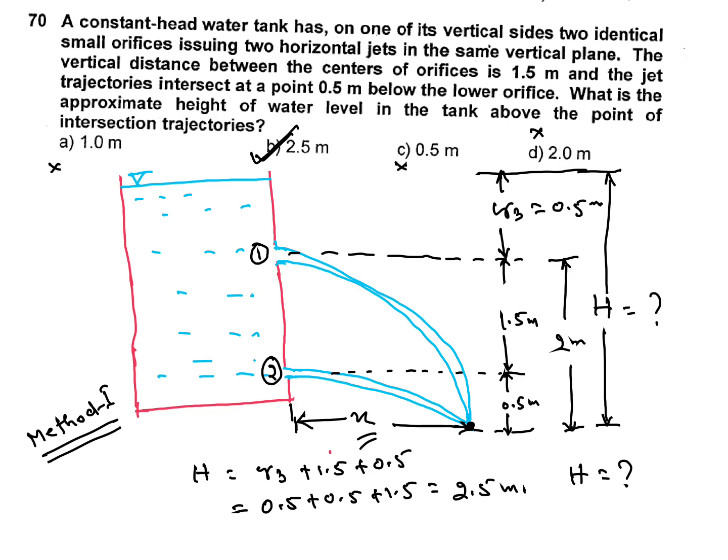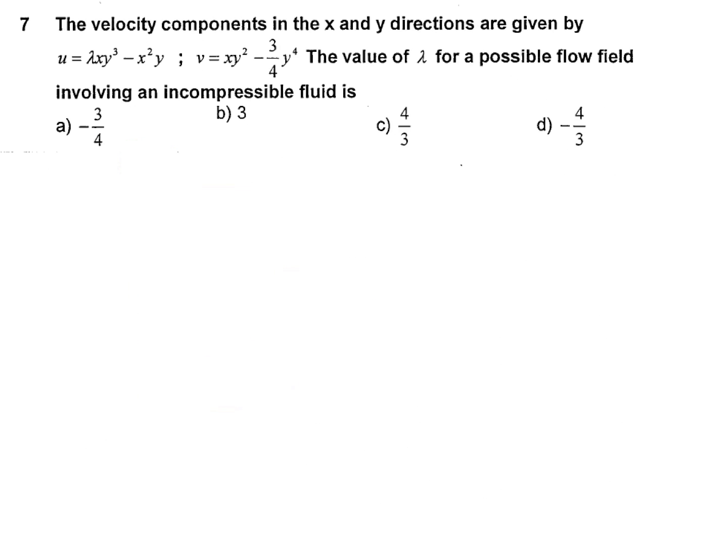The velocity components in the x and y directions are given. U equal to lambda x y cube minus x square y, V equal to x y square minus 3 y to the power 4. The value of lambda for a possible flow field involving an incompressible fluid is, lambda value we have to calculate. Fluid is incompressible. So already we discussed, if fluid is incompressible, then divergence of that V vector is equal to 0.